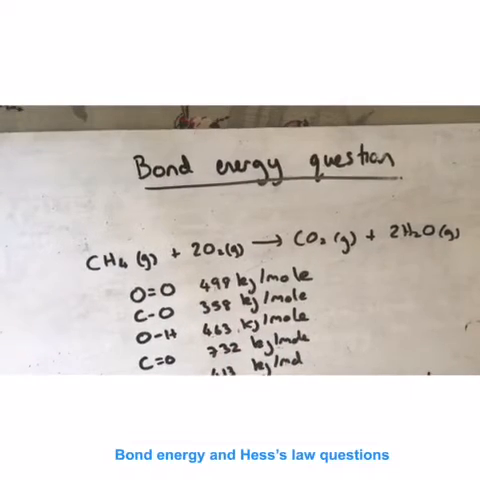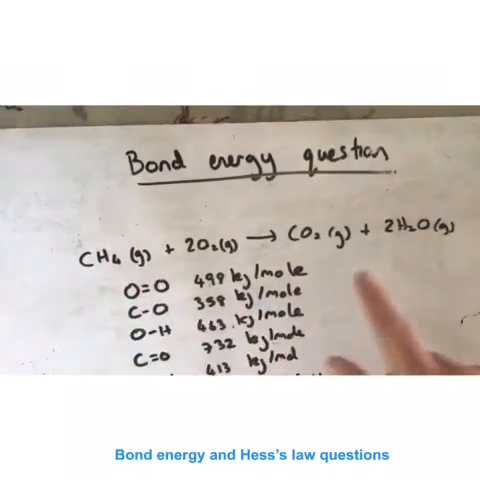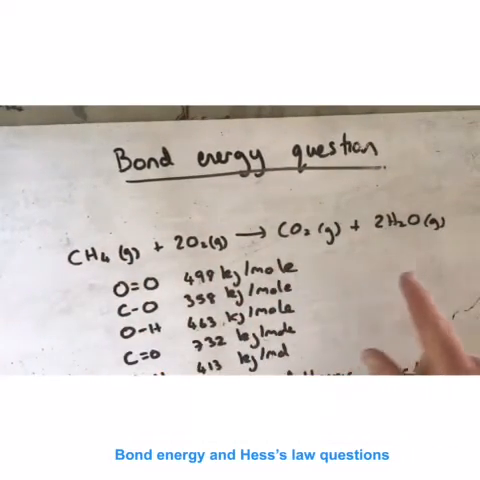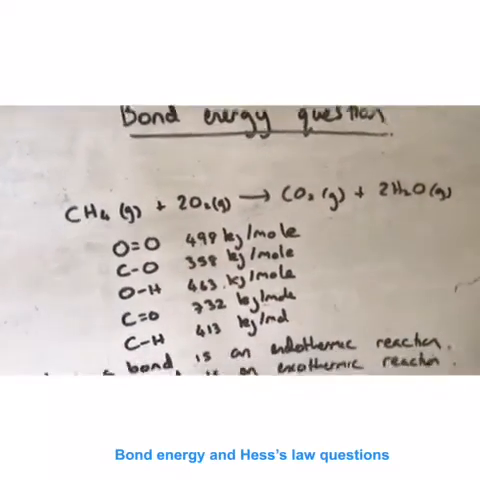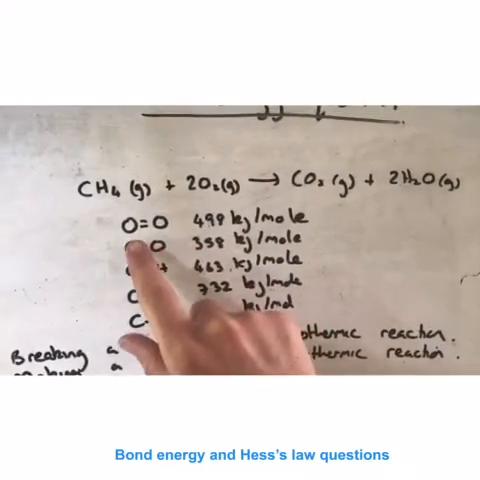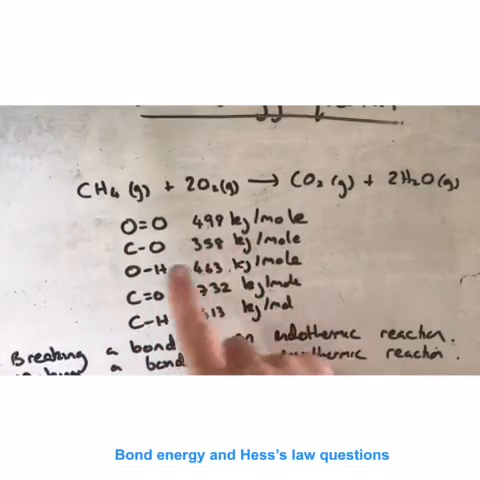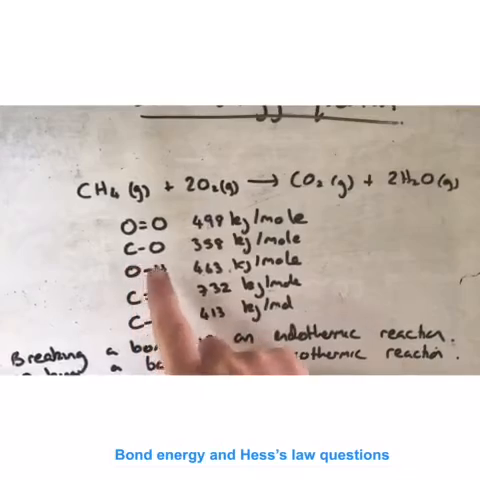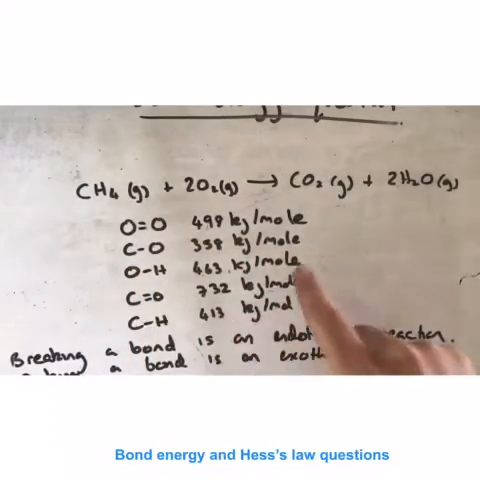And then you were asked to calculate the overall enthalpy or overall heat change for this reaction here, given that the bond energies for the following are, okay? So your oxygen double bond 498, C oxygen single bond 358, and so on here. Okay, so these are the bond enthalpies.